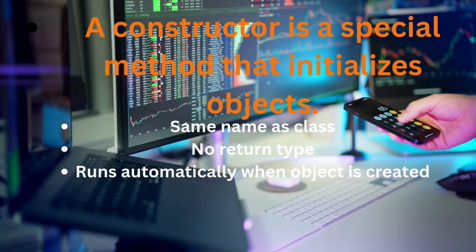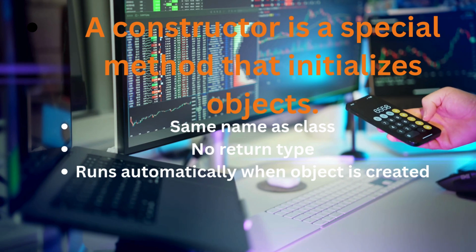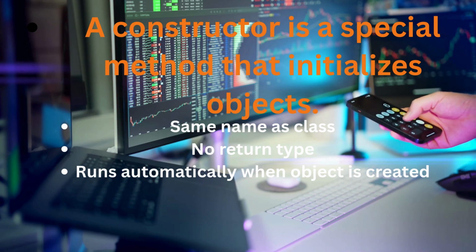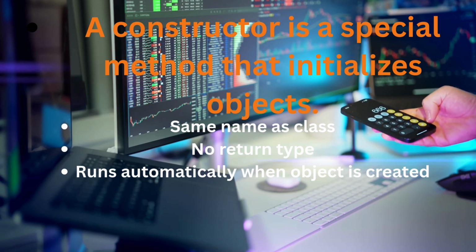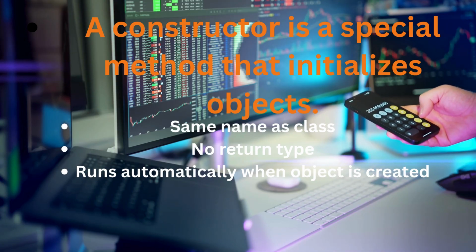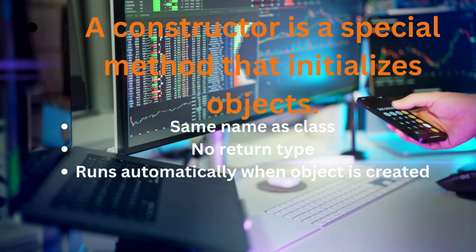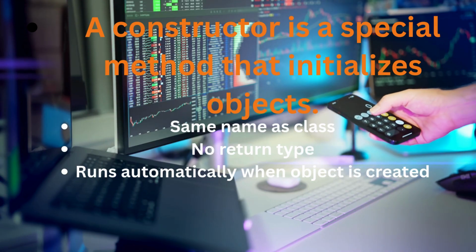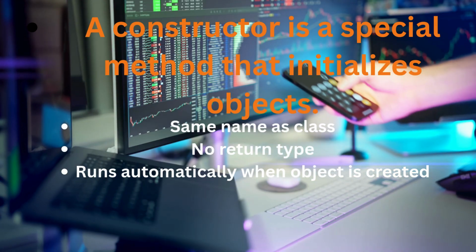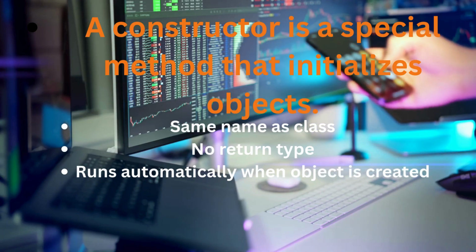There are a few important rules about constructors. The name of the constructor must be the same as the class name. A constructor has no return type, not even void. Constructors run automatically whenever an object is created. In simple words, constructors are like blueprints for how an object should be set up when it is first created.